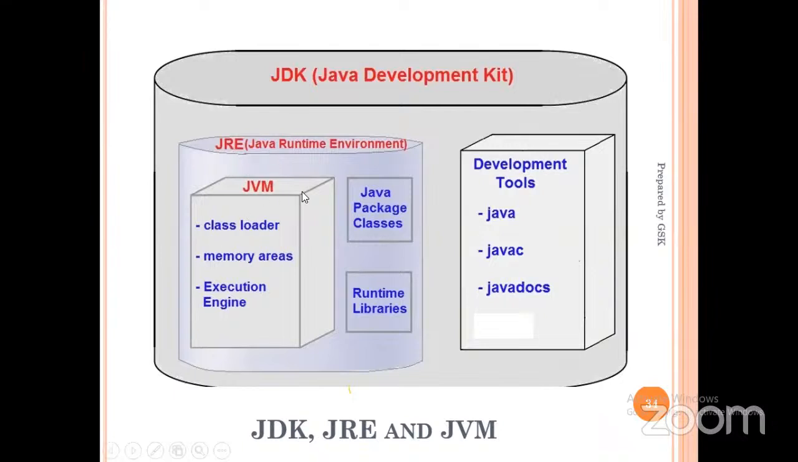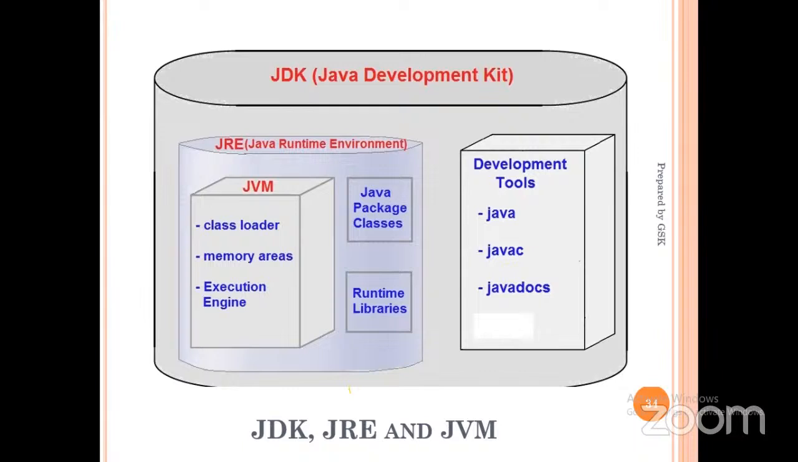Then within the JRE, we have the JVM. Within the JVM, we have the class loader, memory areas, and execution engine. This JVM plays a very vital role in Java. Whenever you try to execute your program, the class file will be loaded first. Observe here, the class loader. In the JVM, we have the class loader. Your class file will be loaded when we type java space filename. That is the syntax to run the program. When you type that command, the already created class file will be loaded into the JVM.